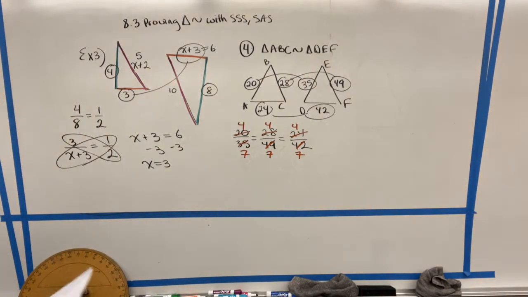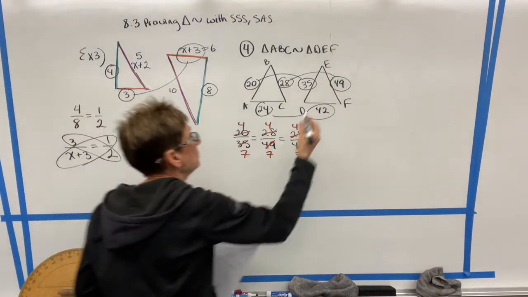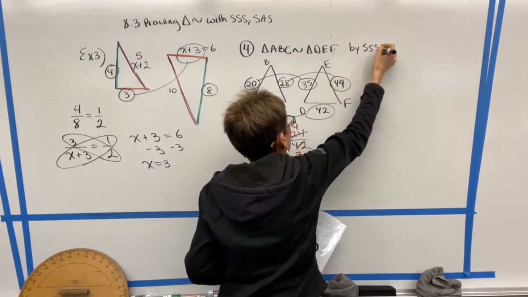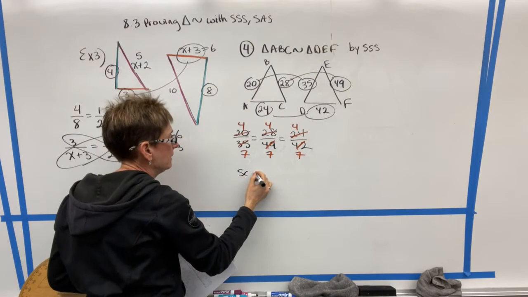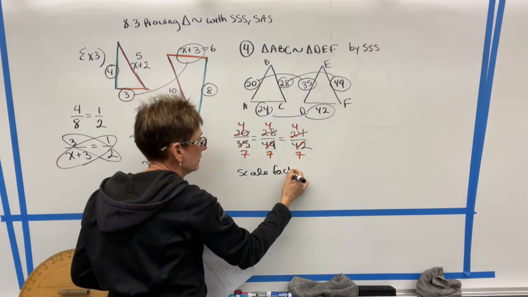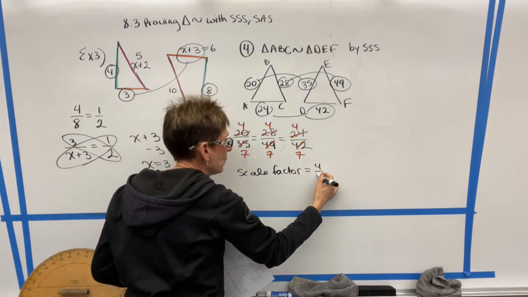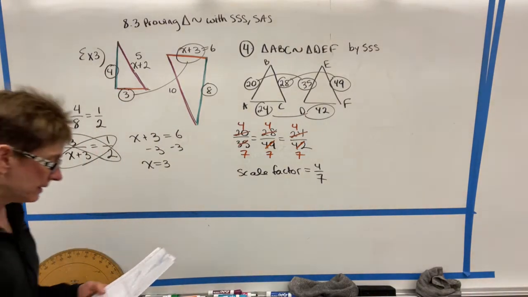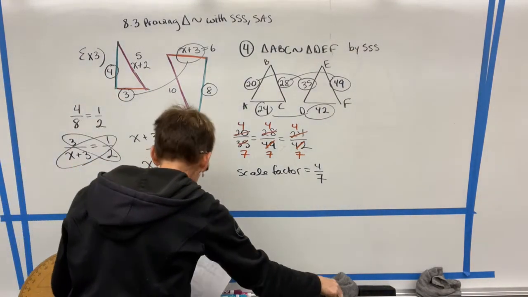So since all pairs of corresponding sides are the same ratio, we can say that they are similar by side, side, side, and we can also say that the scale factor is equal to 4 over 7, keeping in mind that scale factor simply means side divided by side.